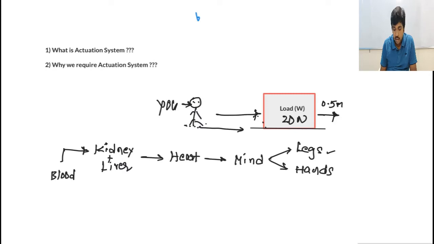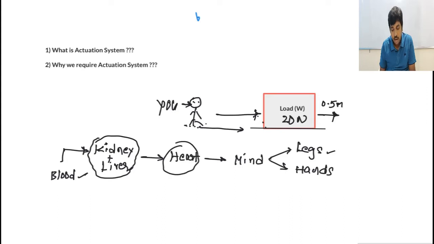Now have you understood one thing clearly here? To perform this task, you first require blood. Then the kidney and liver, all these organs, purify the blood, the heart pumps the blood, and then the mind or brain channelizes the purified blood into the legs and hands.